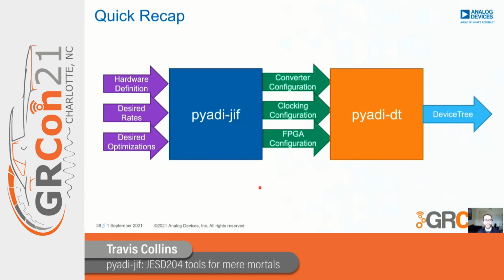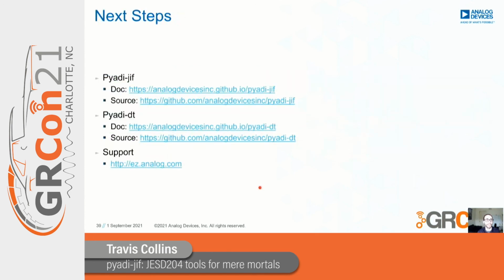Okay, so just to recap what we talked about, just to add in this extra part when we're moving to hardware, we're able to take, as we originally talked about, those hardware definitions, that configuration, things like sample rates, feed that into JIF, which will map that to the actual configurations we need to plug into the devices, and then we're piggybacking off of ADI-DT to manipulate the device tree for that configuration that we're using.